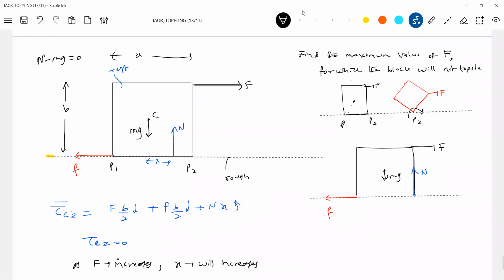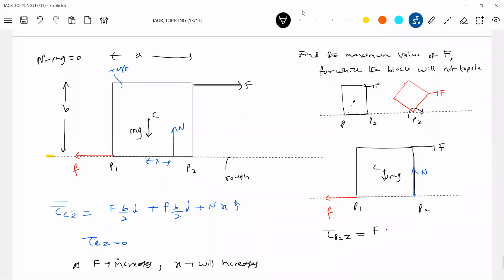So there's a point P2. Now what happened? The block is about to topple. About to topple means about what point it will topple? About P2 only. So the net torque about P2, I'll shift it now. This should be, it's about to topple. So this should be equal to how much?